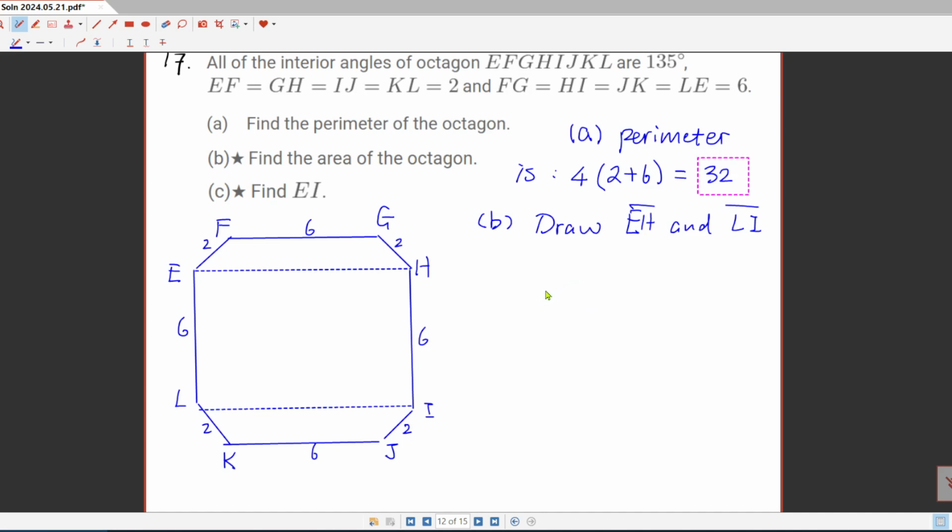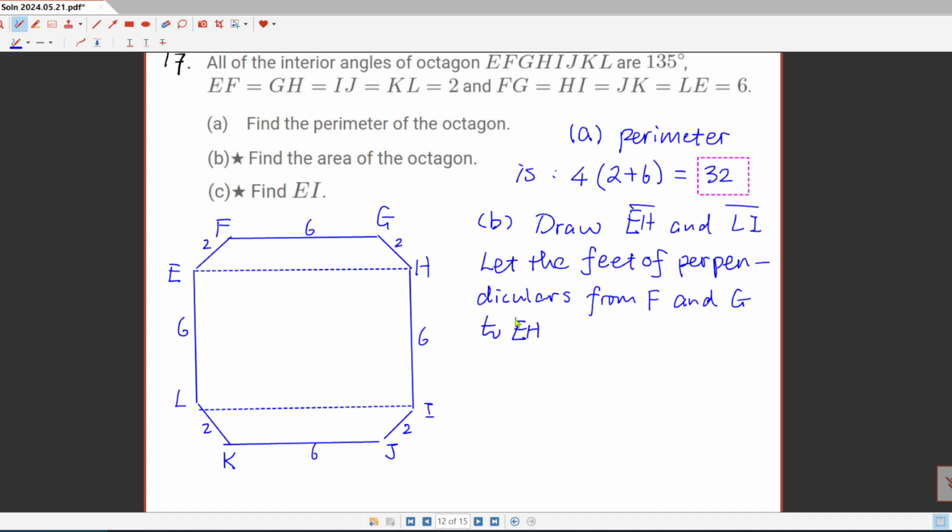So we could let the feet of the perpendiculars from F and G to EH be P and Q, because usually we need the altitude to find the area of the trapezoid.